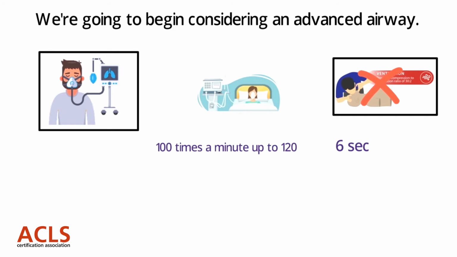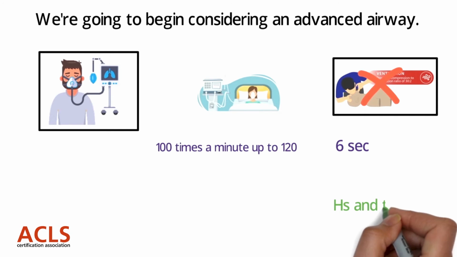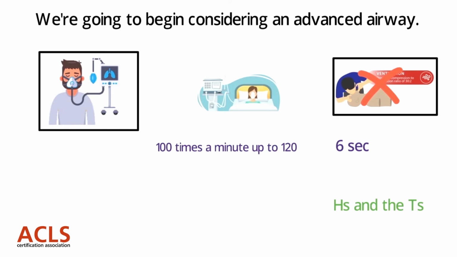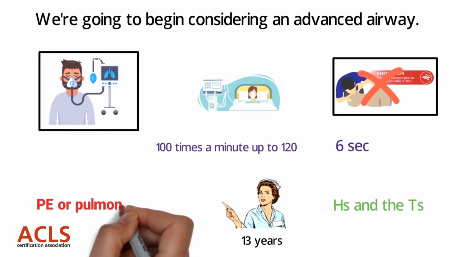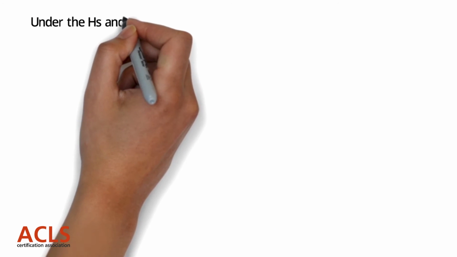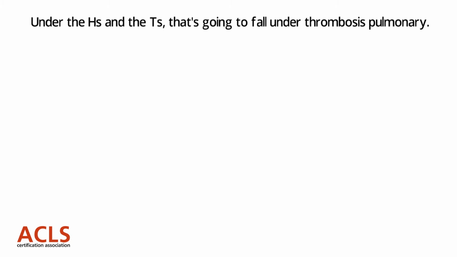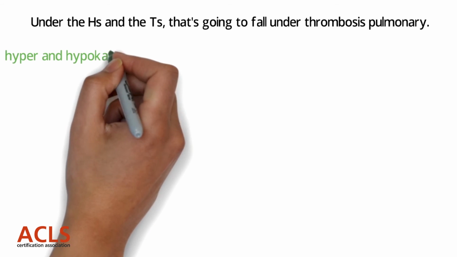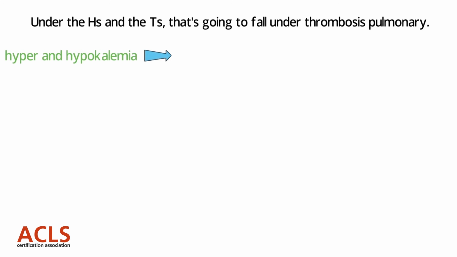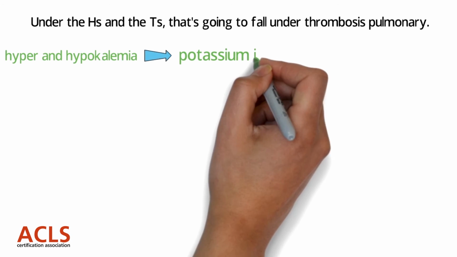Something else you need to begin to consider are what we refer to as the H's and the T's, and these are our reversible causes. I can tell you that after 13 years of being a nurse, almost the entire time in critical care, when my patient goes asystole or into PEA, the cause is almost always a PE, or pulmonary embolus. Under the H's and the T's, that falls under thrombosis, pulmonary. Some of the other H's and T's are hyper and hypokalemia. Those are huge with your dialysis patients who miss a dialysis treatment and their potassium is 8.5.